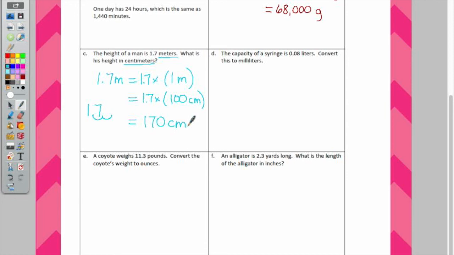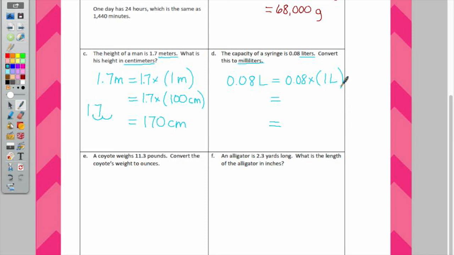Okay? So it says the capacity is 800 liters. Convert this to milliliters. So what are my 2 words? Liters and milliliters. So we know that we've got 800 liters. Capital L is your abbreviation for liters. Has to be a capital. Okay, what is 1 unit? 1 liter. So we've got 800 times 1 capital L.